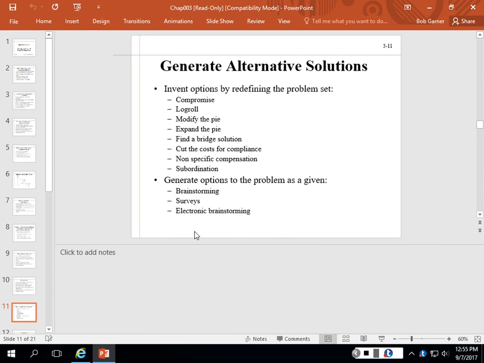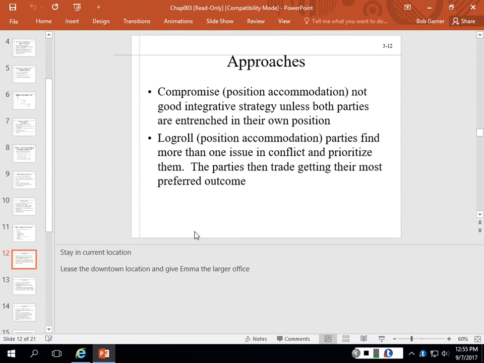All right, so we're going to invent options by redefining the problem set. And so we'll go over these individually. Compromise is a position accommodation. I'm not going to get all I want. So it's not a good integrative strategy unless both parties are so entrenched in their own position that there's no way to solve the problem. And for you to do that, you're going to have to feel like the other party's giving as much as you are. You've both got to give up. You're not going to give up a bunch and have them give up nothing. So that's where compromise comes in.